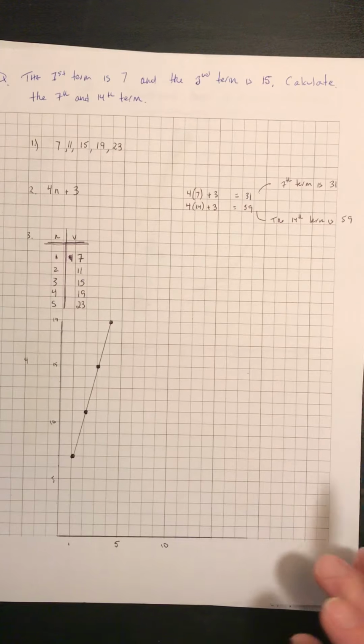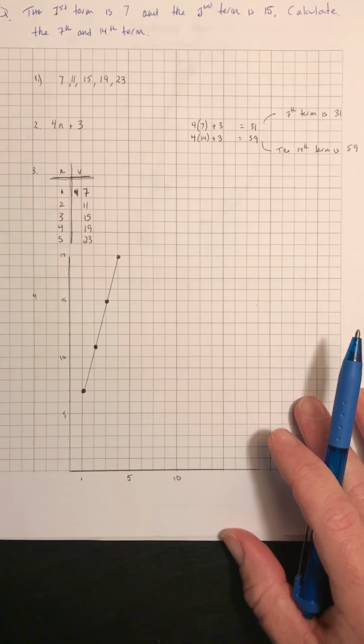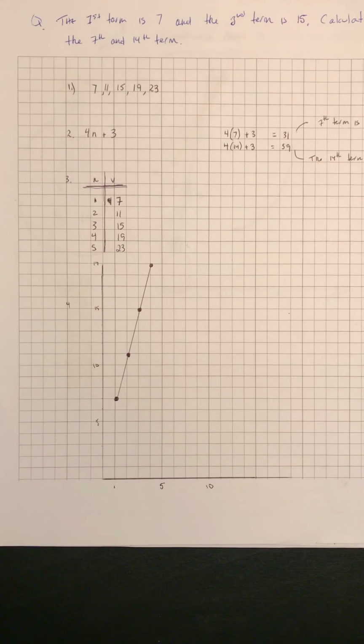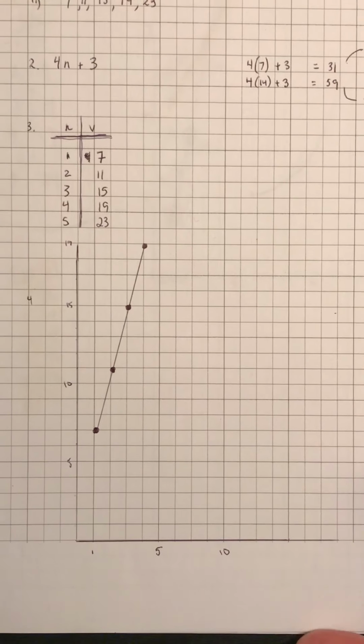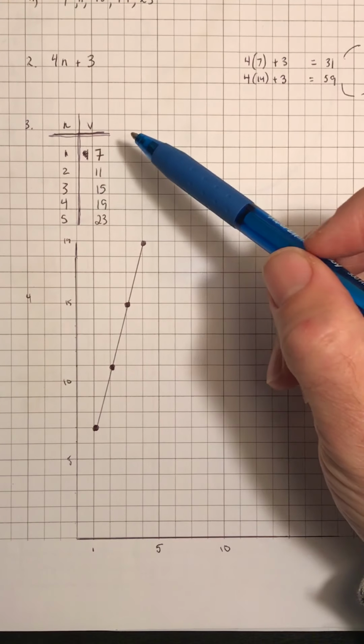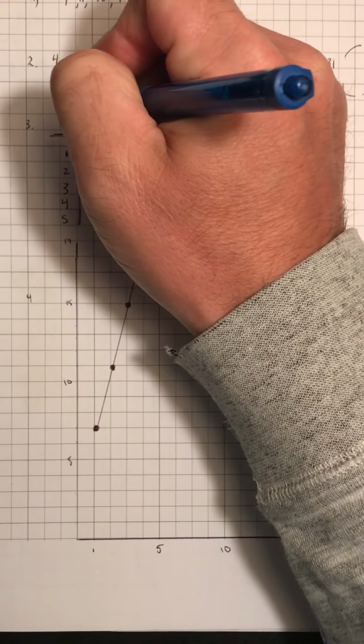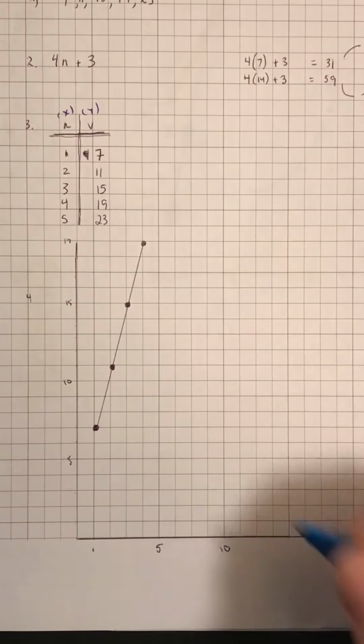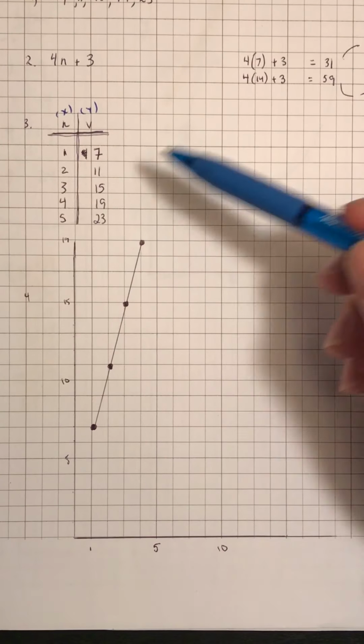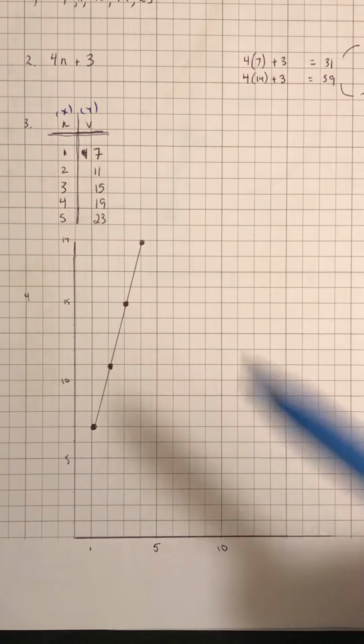I went and put the expression in first, but to look at this table of values again, just a little bit of practice on how to do that. N, term number, V, term value. Just remember X, Y, okay? 1, 2, 3, 4, 5, and then I've put in the values there.